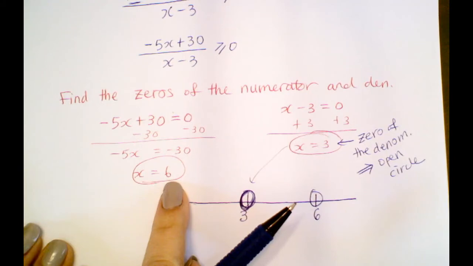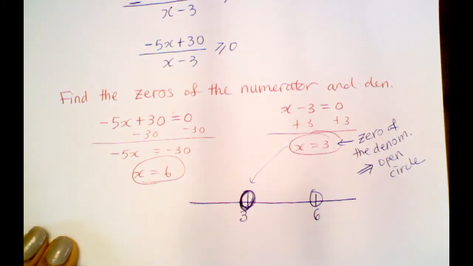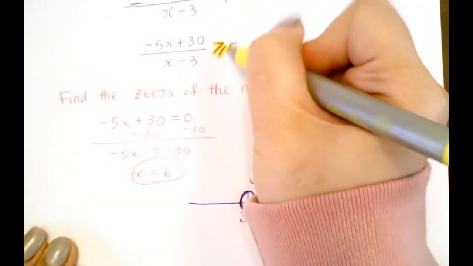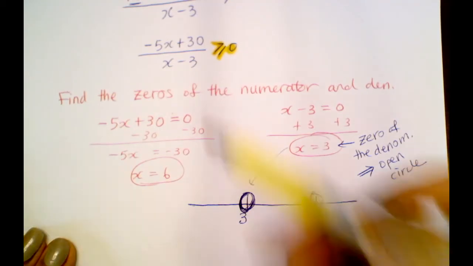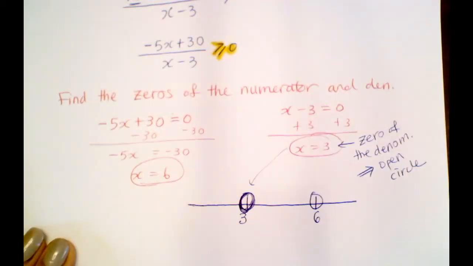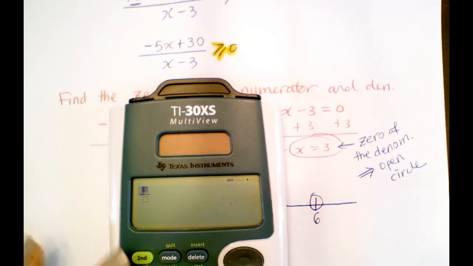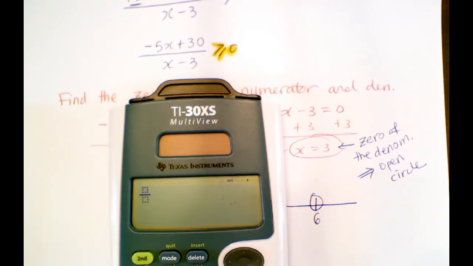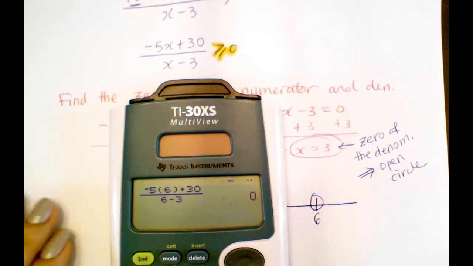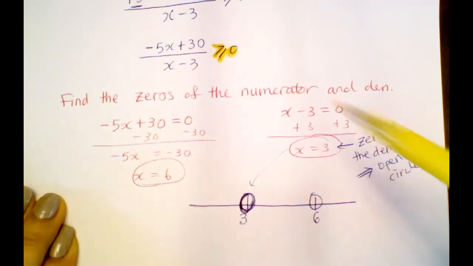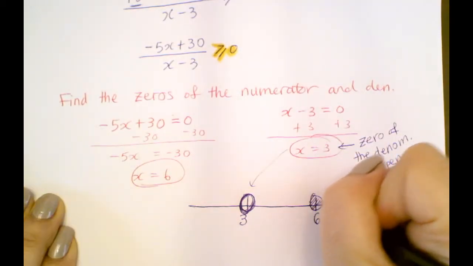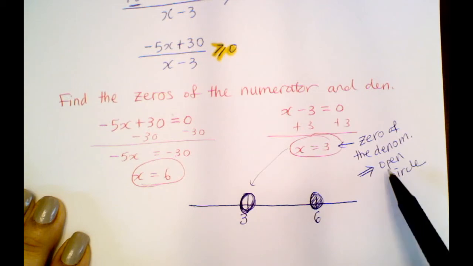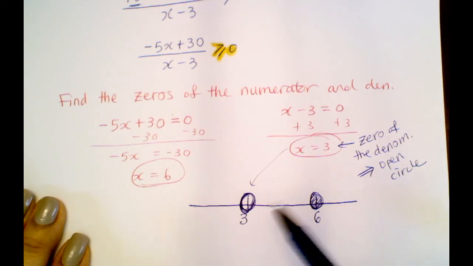Now think about this one. Can it be 6? Let's think. They did say it can be equal to 0, right? And this fraction will turn into 0 if the top of the fraction is 0. But if you want to test it too by just plugging in negative 5 times 6 plus 30 divided by 6 minus 3. If I type this in, I will get 0. And when the inequality said it can be equal to 0, this 6 will get closed. Now again, never use a closed circle for the zero of the denominator, okay?